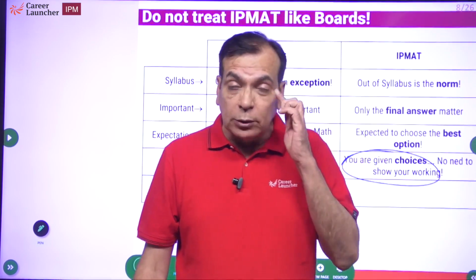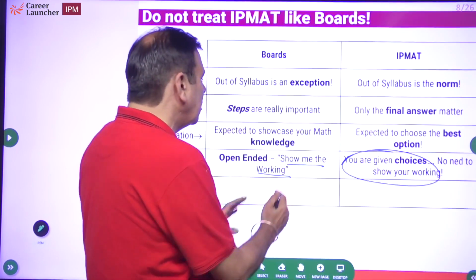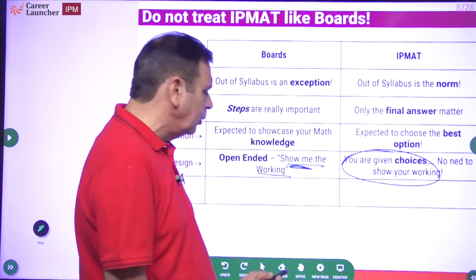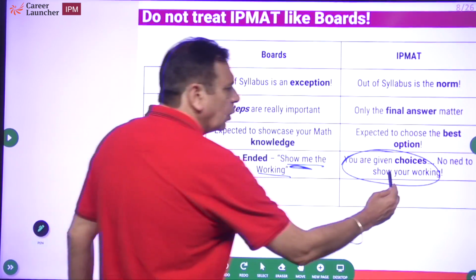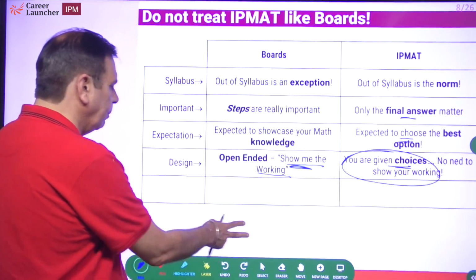Or even if it is a short answer question which has got no choices, you just have to write the answer. So to me, show me the working is a pointless thing. You don't need to show the working at all. Your focus has to be on picking up the best option. It is only the final answer that matters.